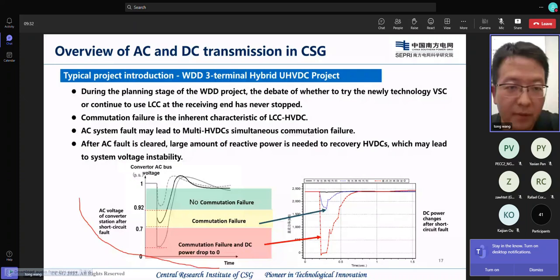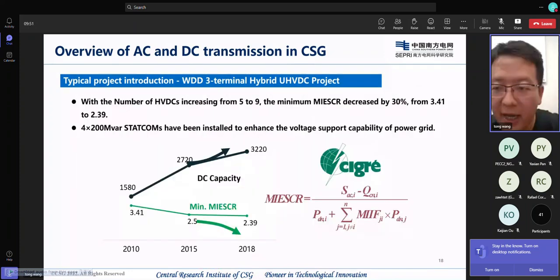And for the next one, when we do our research, according to the CIGRE working group achievement, for a single HVDC system, the SCR and ESCR are indices to evaluate AC system strength. But for the multi-infeed system, the MIESCR is used for us to determine the system strength.